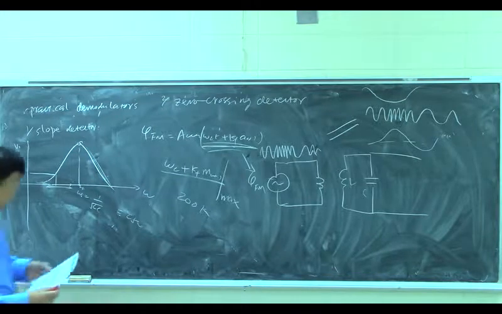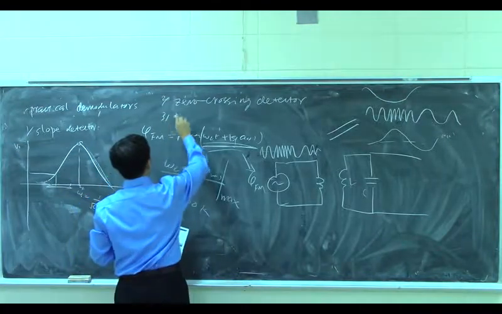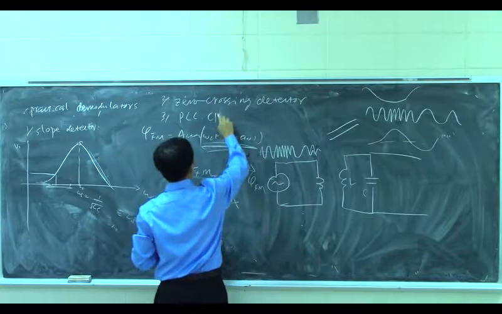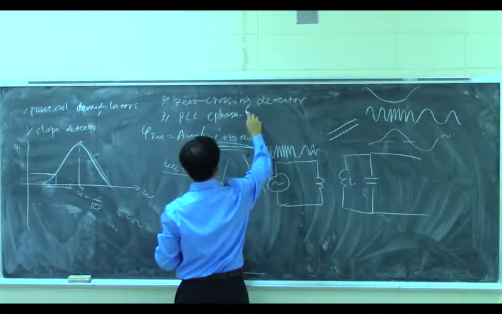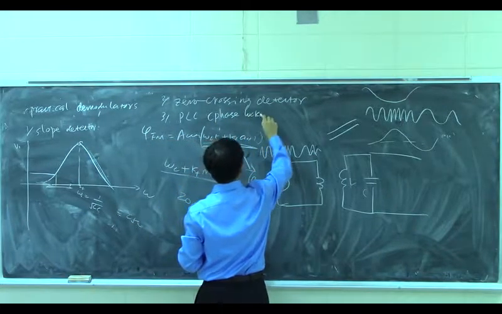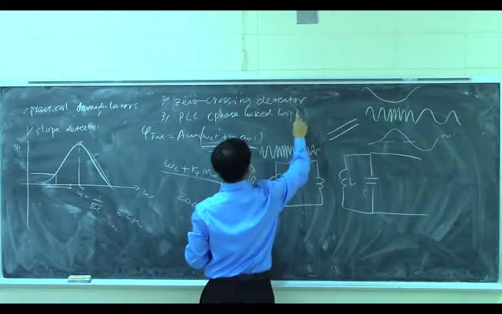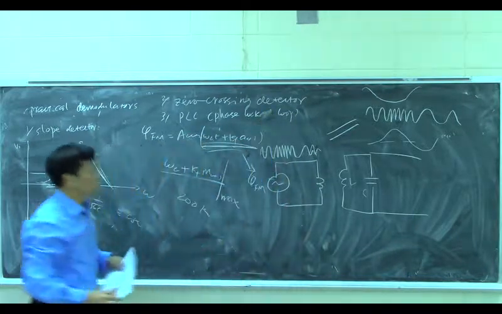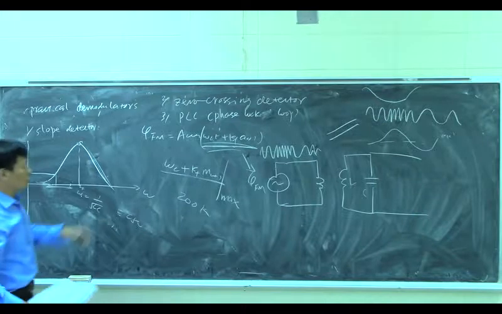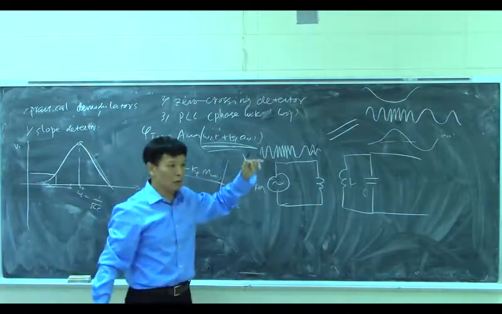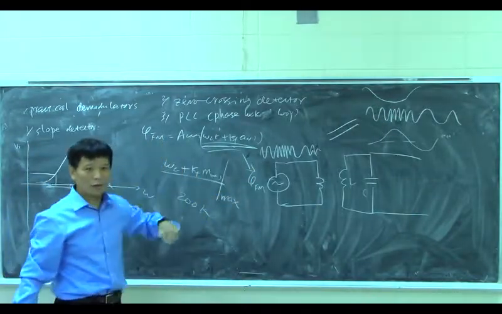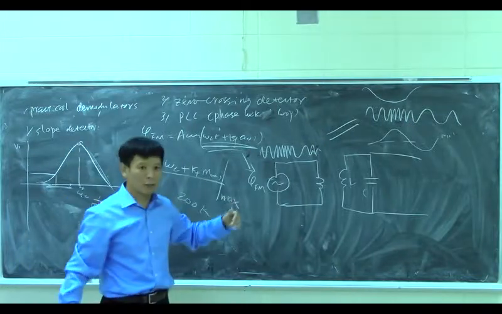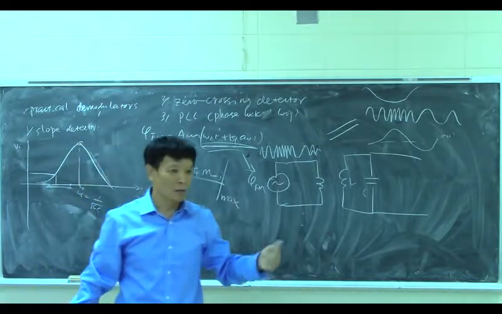The last one is a phase lock loop. And we don't discuss the details of how to implement this. This is very, very useful. When this was invented, it was very expensive. It could only be used for military or something.